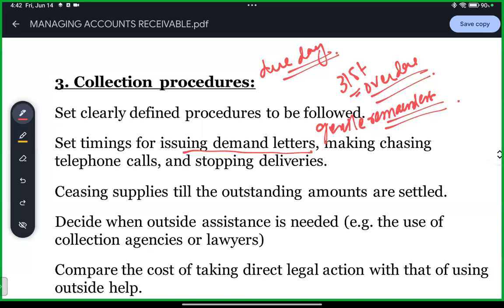Now, we can stop supplies until the outstanding amounts are settled. Okay, if you're still providing credit sale to them, you can stop that and you can ask them, if you want any more supply of goods, you have to settle the outstanding amount. And you can decide when outside assistance is needed. So the outside assistance here is basically collection agencies, lawyers, or you can even opt for factoring.